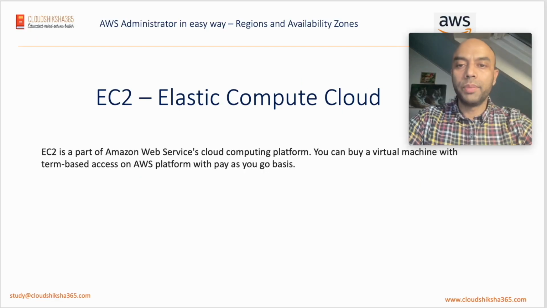So before we begin, you need to know what Elastic Compute Cloud is. It is a part of the AWS Cloud Computing Platform where you can buy a virtual machine with term-based access on the AWS platform where you can pay as you use. That means, let's say if you're using it for 1 hour, then you just pay for 1 hour. And we'll be covering more about it. But before that, let's quickly have a look at the various EC2 instances available on AWS.